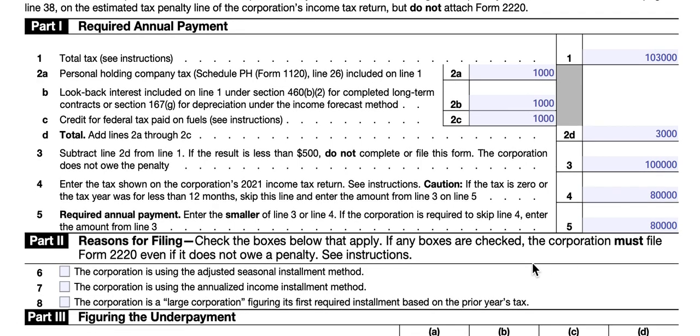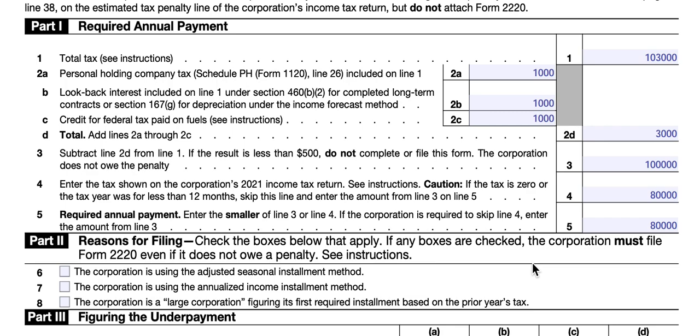In Part 2, we're going to check any applicable boxes as reasons for filing. So if any of these boxes are checked, the corporation must file IRS Form 2220 even if it does not owe a tax penalty. So line 6 would be if the corporation is using the adjusted seasonal installment method. In line 7, you would check that box if the corporation is using the annualized income installment method. And both of those methods are for corporations who might see irregular income or cash flows.